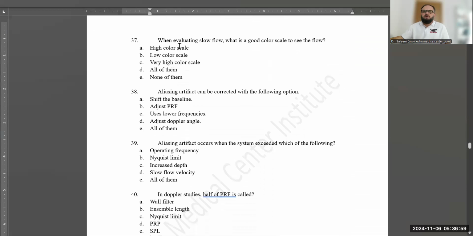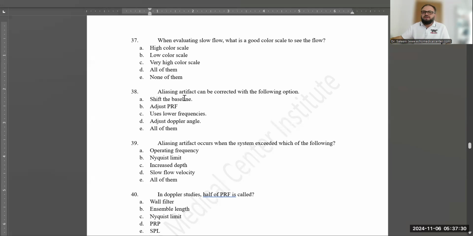Okay. Now, when evaluating slow flow, what is a good color scale to achieve visibility of the flow? If the flow is very slow, what should you do? High color scale, low color scale, very high color scale, all of the above, none of the above. To see the flow, what do you think? If the flow is slow. Absolutely correct. Bring your color scale down. That is correct. Decrease it.